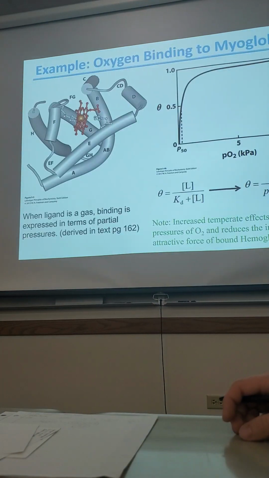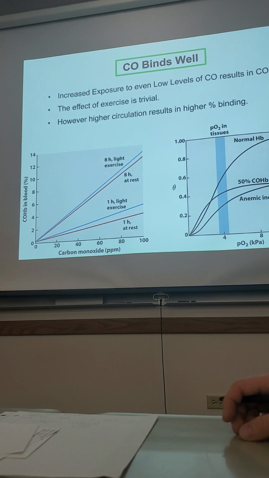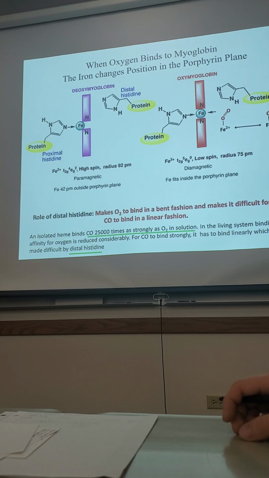So, all right, let's see, we talked about all those things. Shine light through it. There's our meat. Yes, exercise. So here's the concept of the distal versus the proximal histidine, and we can see what's going on with that.